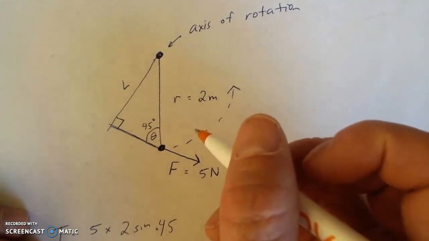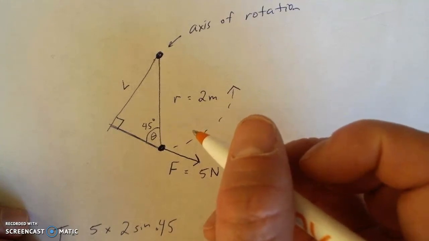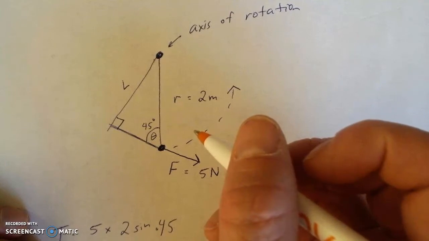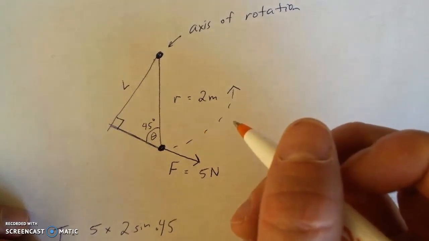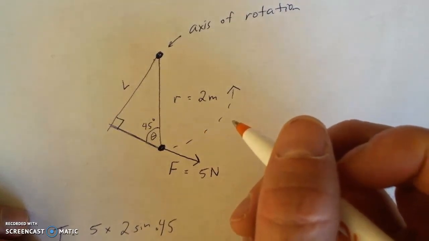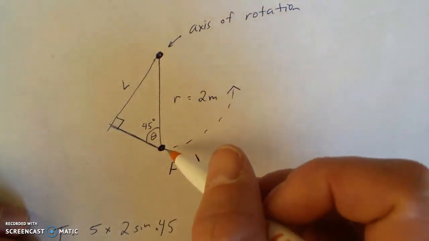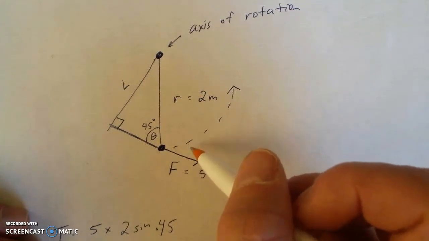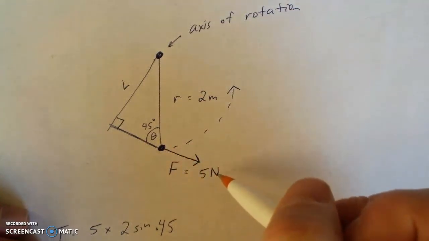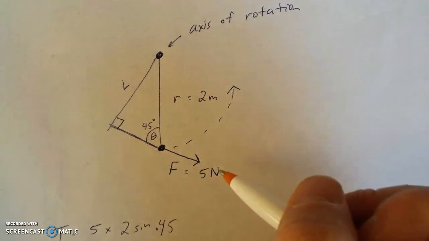Maybe we could imagine that this is, I don't know what it would be, something that's 2 meters wide. Maybe this is a small merry-go-round, and we're not going to press tangent to the circle. We're going to sort of press out a bit, which is a little bit less efficient, and we'll see why in a second.